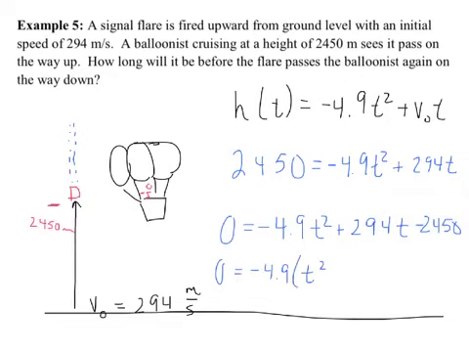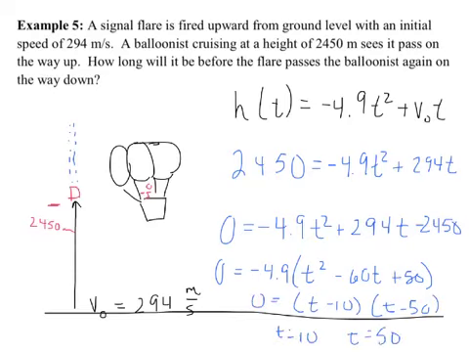You're going to end up with t squared minus 60t plus 50. And that is quite convenient. This factors into (t minus 10)(t minus 50). Give me another 2 seconds, please. So we get an answer of 10 and 50. What's the difference between those numbers? 40 seconds. So here's what it means.